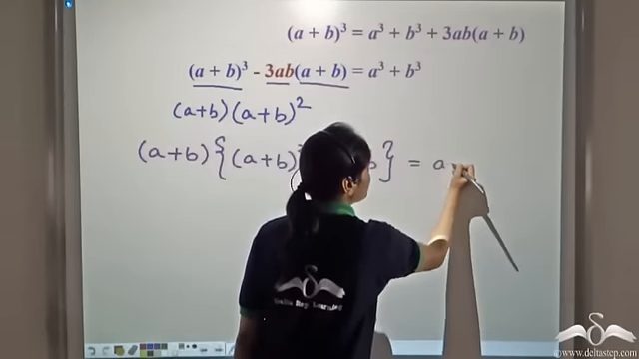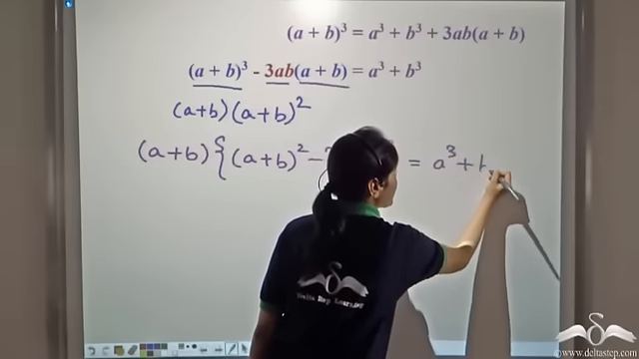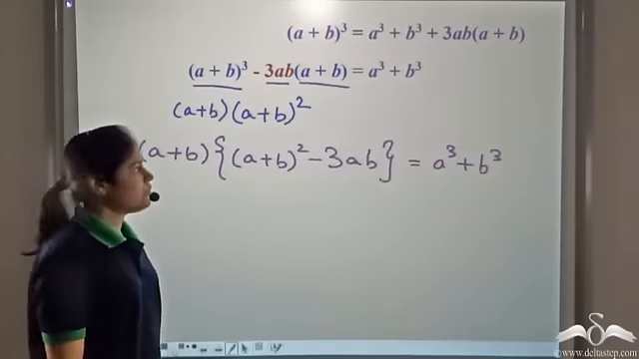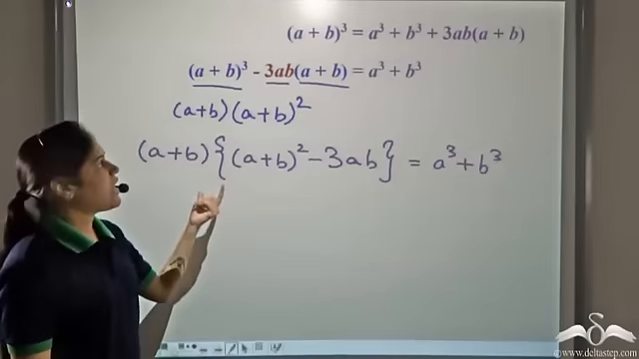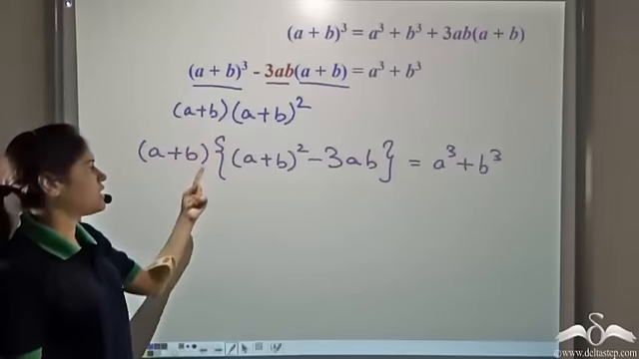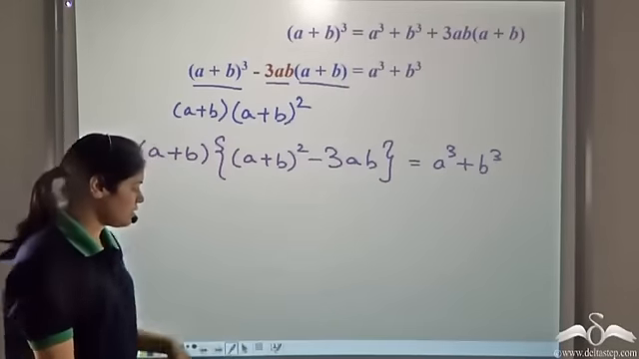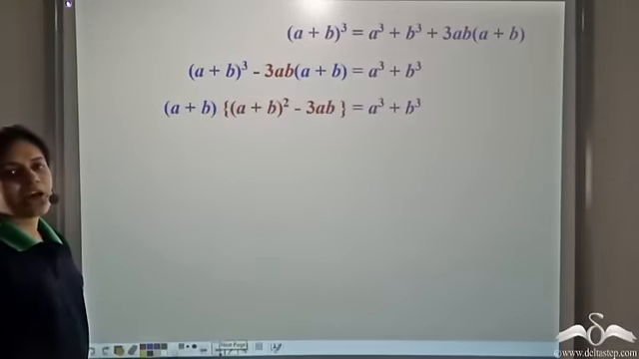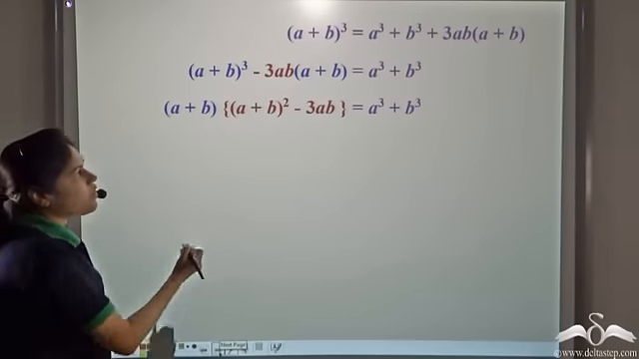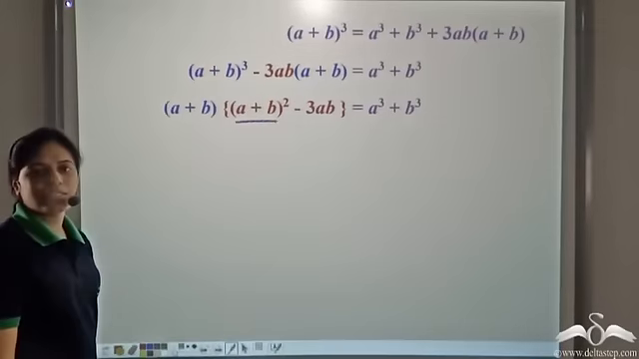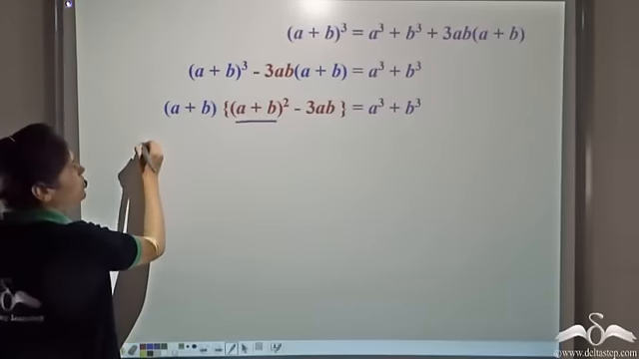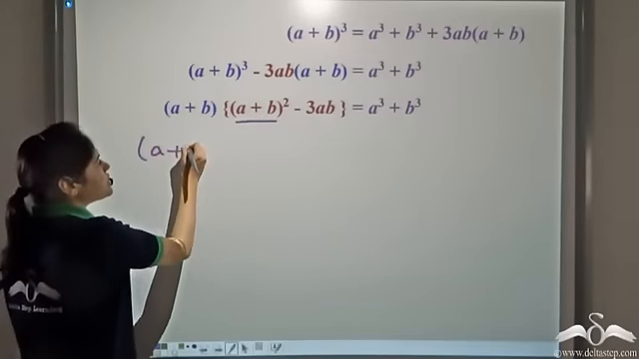This is equal to the right hand side, which is a cube plus b cube. You can expand it and check that we get the same thing. A plus b is multiplied with each of these. So this is what we have. Now we have learned this identity, a plus b whole square. So let us use this identity.